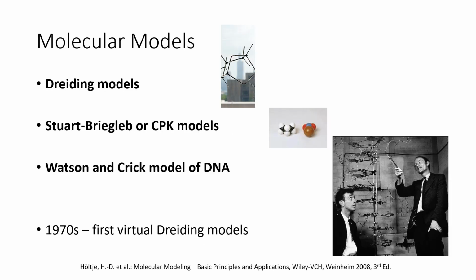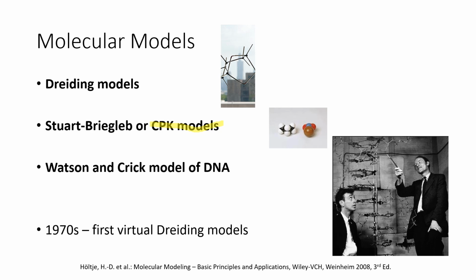As you remember from the basic course of pharmaceutical chemistry, we used molecular model kits. From the history, the models developed somehow. They started with Radix models, or sort of wire models. Later, Stuart Briegleb or Corey-Pauling-Koltun models were introduced, that have the typical coloring, for example, red color for oxygen, blue color for nitrogen, and so on.